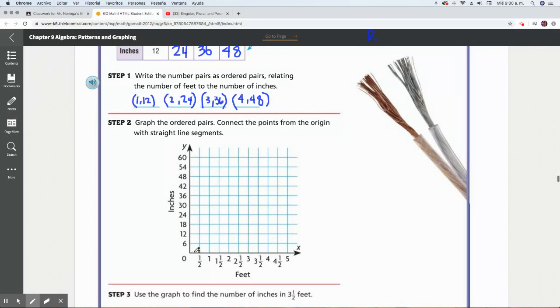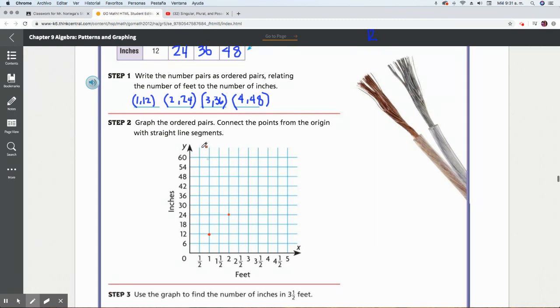Okay, so 1 and 12. I'm going to find 1 on my x-axis. It's right here, and then 12. Okay, and then I'm going to plot a point. In this case, we don't have to label our points. We're just plotting our points. Okay, 2 and 24. So I'm going to find 2 on my x-axis and 24 on the y-axis and plot a point.